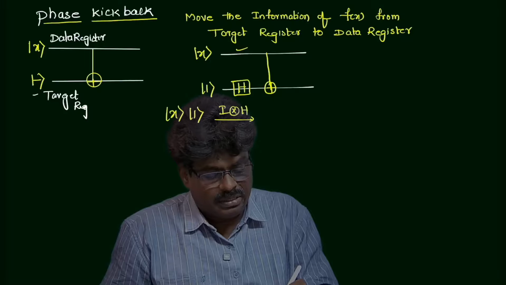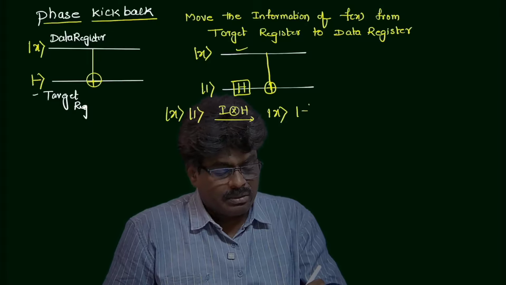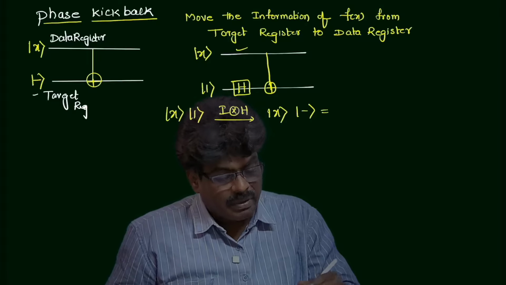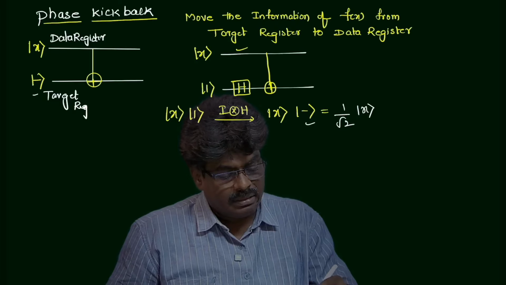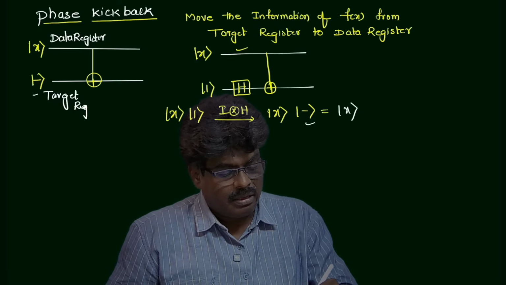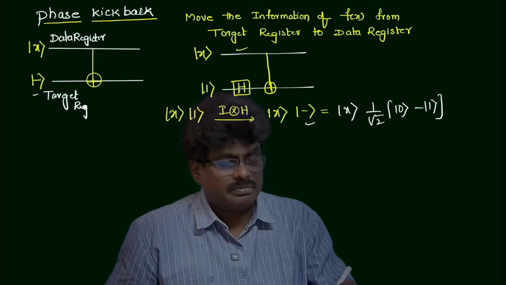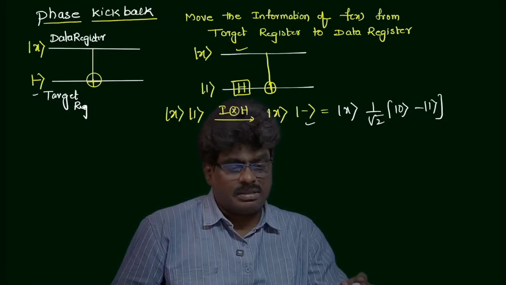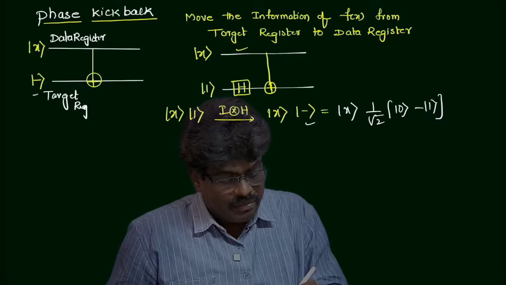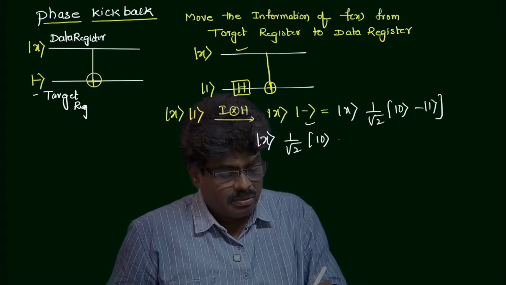I tensor H. So I operates on X, that is X only, and H operates on 1, you will get minus. So let me write this value. This state is nothing but 1 over root 2, X, 0 minus 1. Minus is the diagonal basis, whereas 0 and 1 are the Z basis. So finally we got X, 1 over root 2, 0 minus 1.